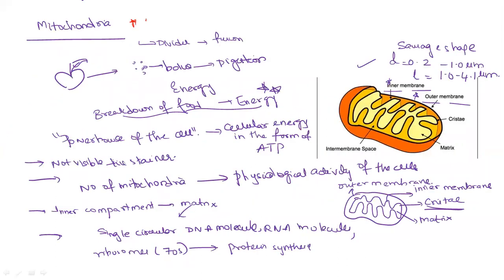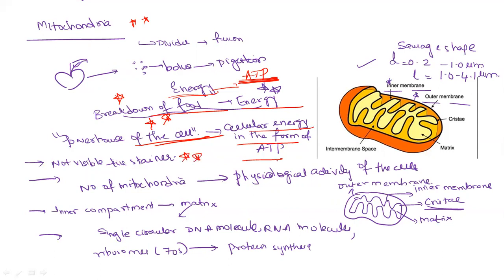Now coming to mitochondria. Mitochondria is called powerhouse of the cell because it helps in breakdown of the food to give energy. Breakdown of complex food into simpler substances is called as digestion, but breakdown of that food in order to give energy happens in mitochondria, and the energy is released in the form of ATP, adenosine triphosphate. That is the reason it is called as powerhouse of the cell, because cellular energy is in the form of ATP. Okay, it is not visible until it is stained properly. And number of mitochondria depends on physiological activity of the cell.